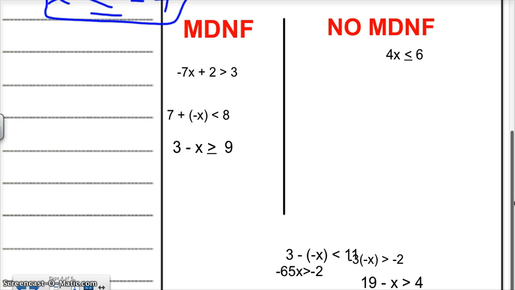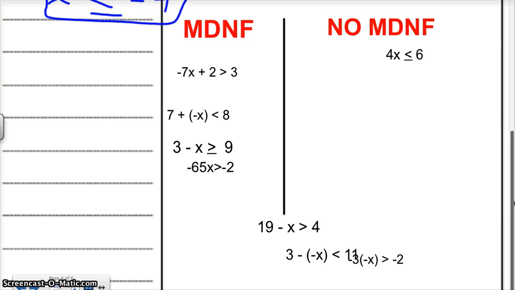Negative 65 times x is greater than negative 2. Would I MD&F it? Yes. There's a negative to the left. I would flip it. I'd flip that inequality.